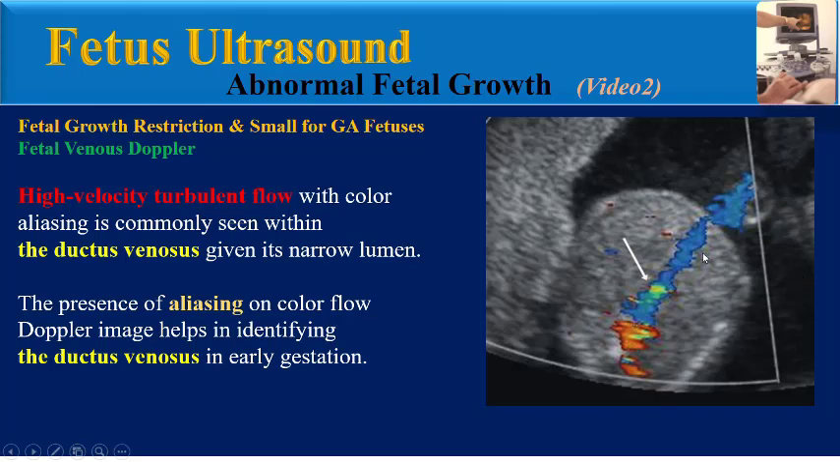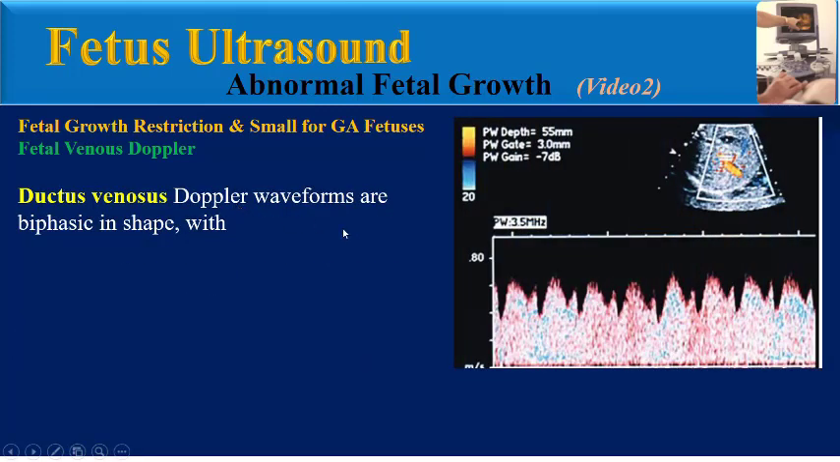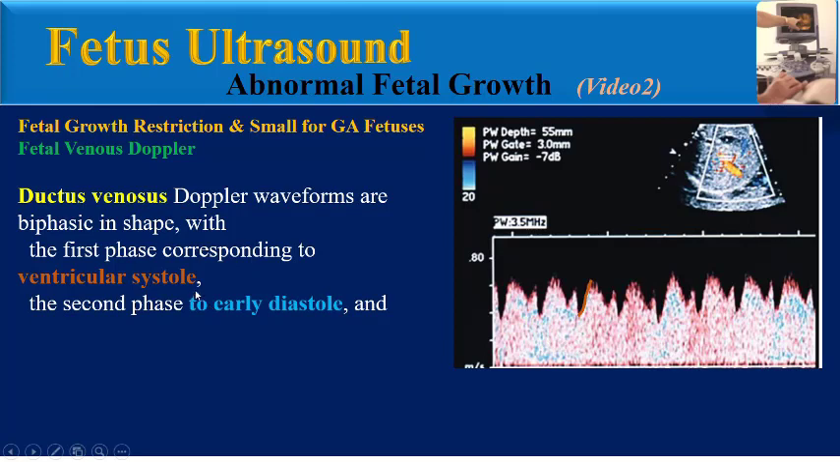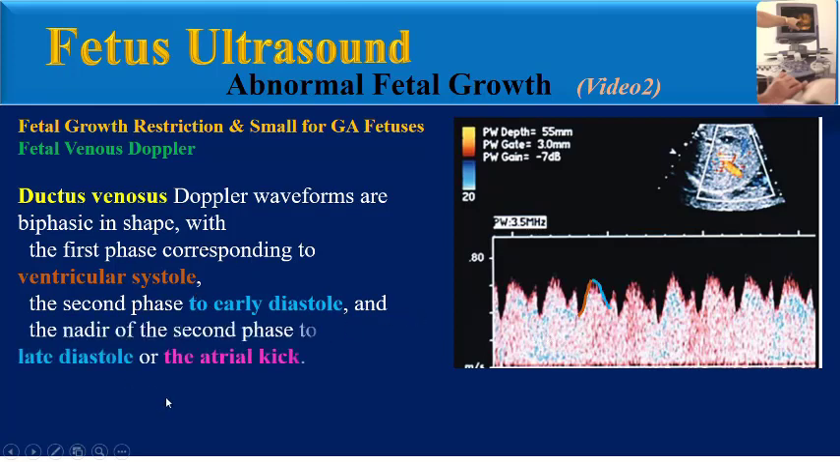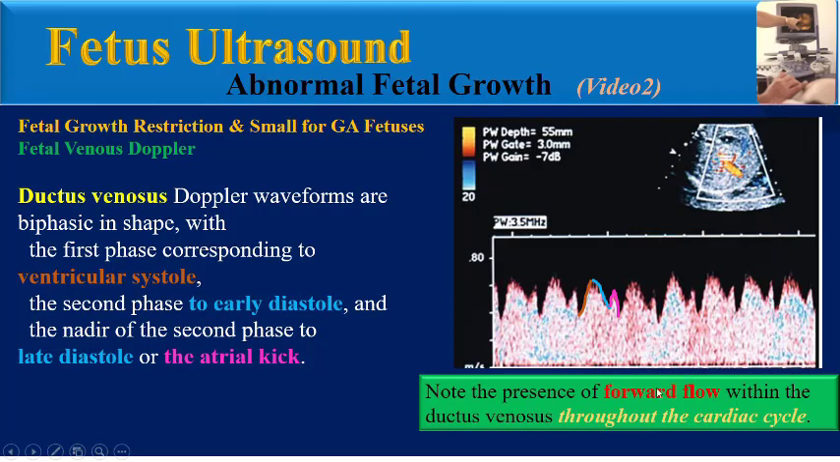This image shows color Doppler sonogram of a transverse plane of the fetal abdomen showing the umbilical vein and ductus venosus. Note the presence of turbulence with aliasing on color Doppler in the ductus venosus. Ductus venosus Doppler waveforms are biphasic in shape, with the first phase corresponding to ventricular systole, the second phase to early diastole, and the nadir of the second phase to late diastole or atrial kick. Note the presence of forward flow within the ductus venosus throughout the cardiac cycle.